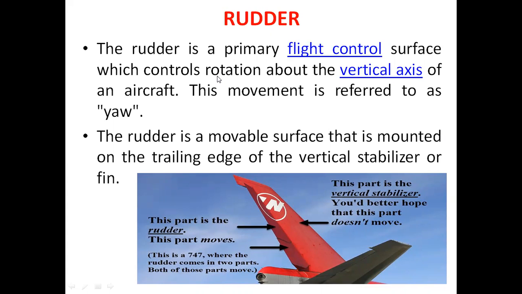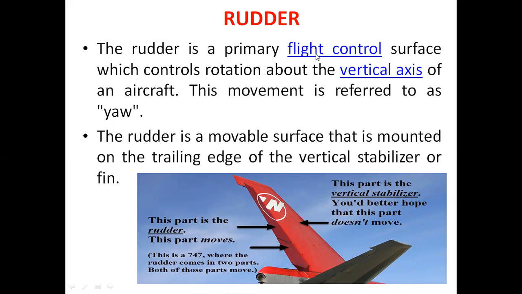Now our next topic is rudder. Rudder is also a primary flying control surface of an aircraft. You can define rudder like that. The rudder is a primary flight control surface which controls rotation of an aircraft about the vertical axis. This movement is referred to as yaw. The rotation about the vertical axis of an aircraft is referred to as yaw. Also, we can say yawing motion.